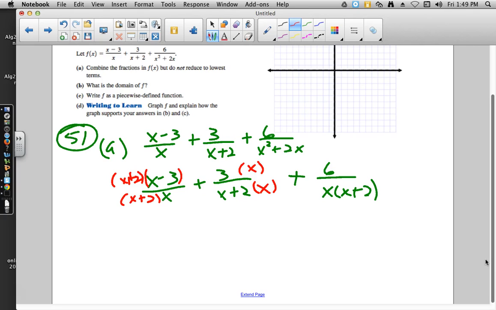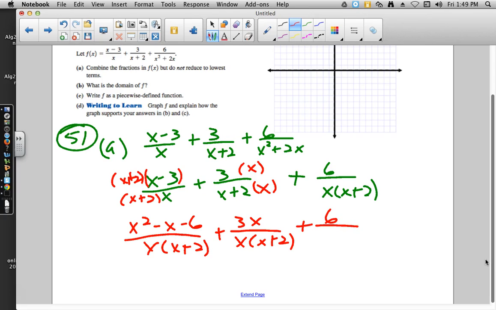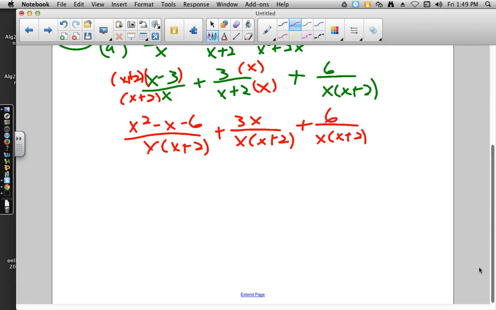Now if we multiply this out, we're going to get x squared minus x minus 6 over x times x plus 2, plus 3x over x times x plus 2, plus 6 over x times x plus 2. And then we would go ahead and do the addition because we do have a common denominator so that we can go ahead and combine. And that would give us x squared plus 2x. Now it said, don't reduce it at the end, so we're supposed to leave it just like that.